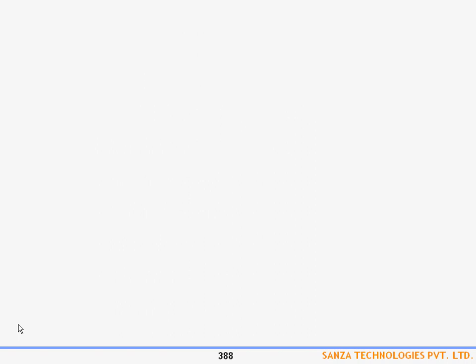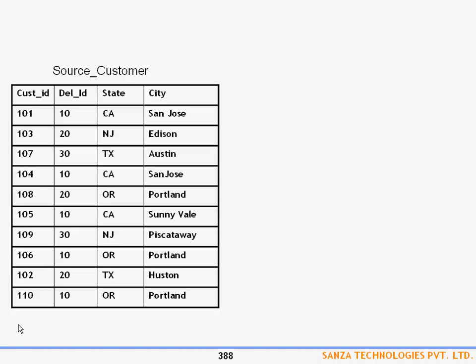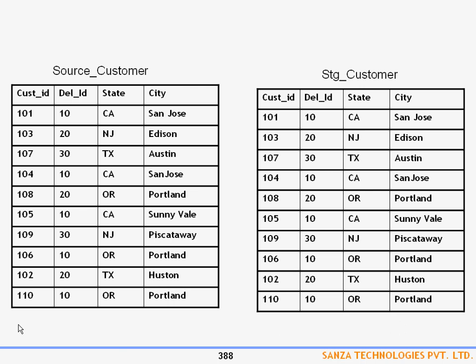Now let us discuss a business scenario. Say you are extracting the data from a source customer table and loading the data into the STP customer table. Please observe the data. Please understand the data. Extracting the data from source customer and loading the data into the STP customer table.